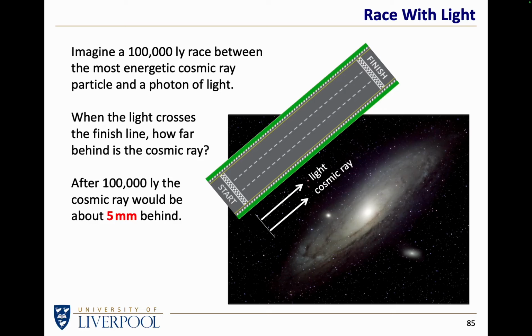If you wanted that in terms of time, after a journey that lasts 100,000 years, give or take, what will be the time difference between the light crossing the finishing line and the cosmic ray crossing the finishing line? They will be within a nanosecond of each other after a race lasting 100,000 years. It'll actually be way smaller than a nanosecond. It will be only a few picoseconds, basically. So the bottom line is these cosmic rays are really, really, really energetic, or at least some of them are.